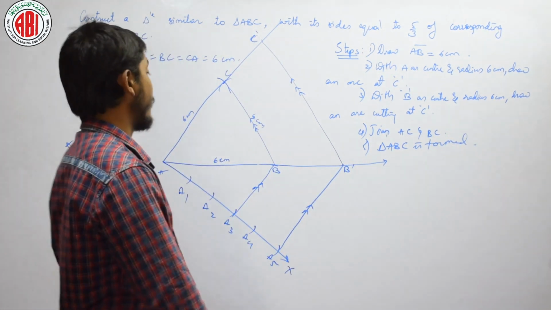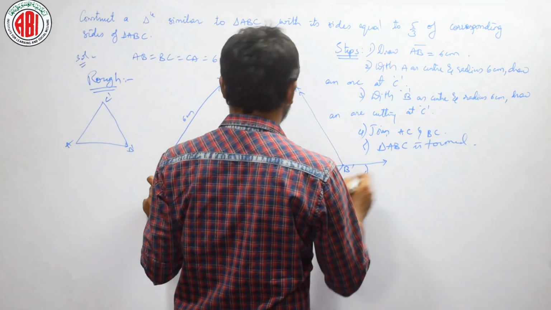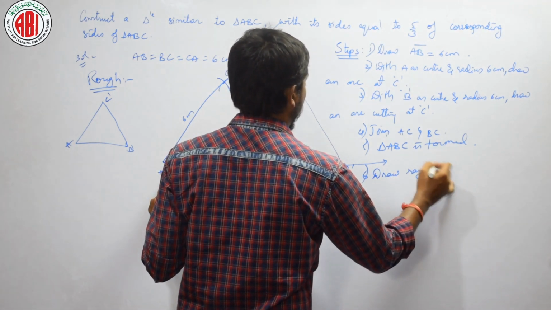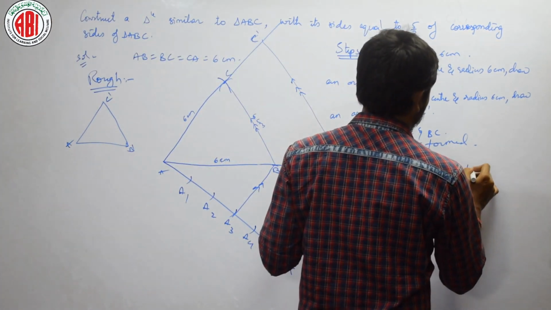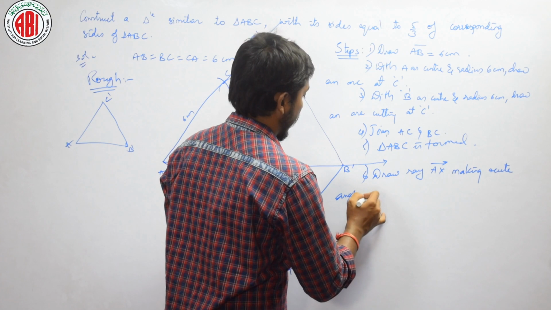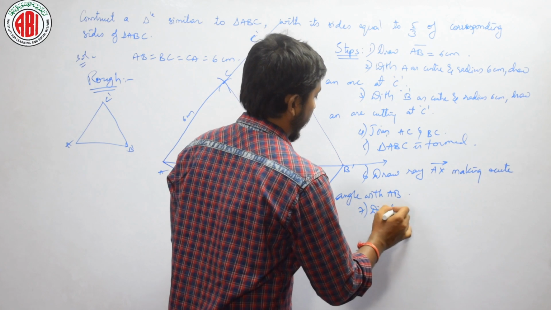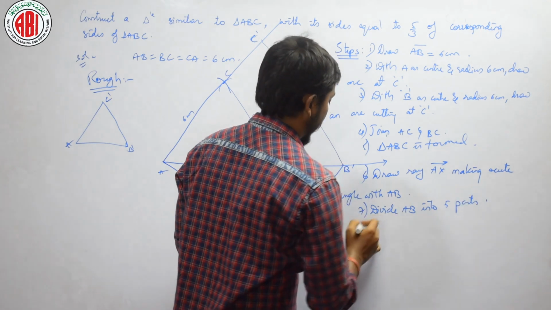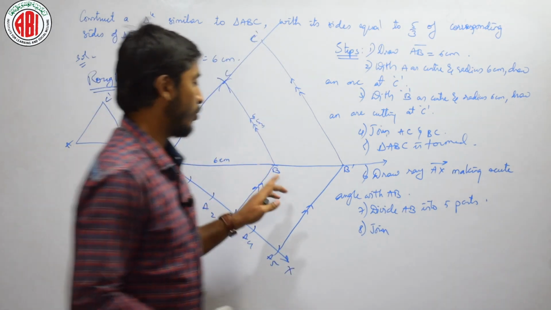Is it clear? The next step, what we have to do? The same thing which we did in the last session, that is, sixth point will be draw ray AX making an acute angle with AB. Seventh point is divide AB into 5 parts, right. Join A3 to B.